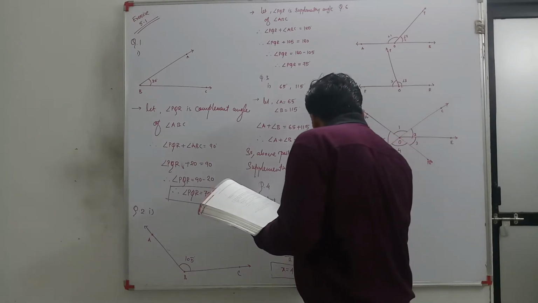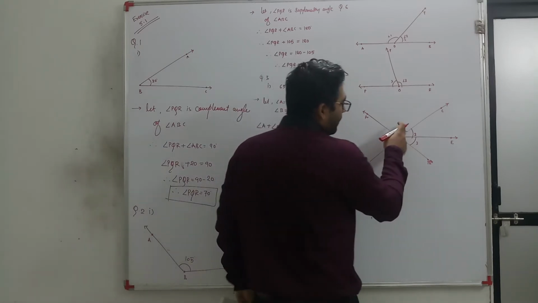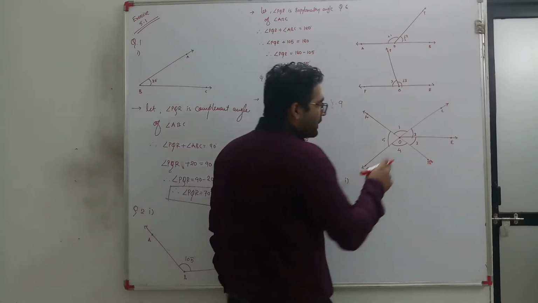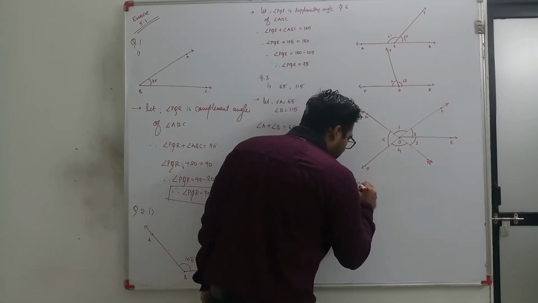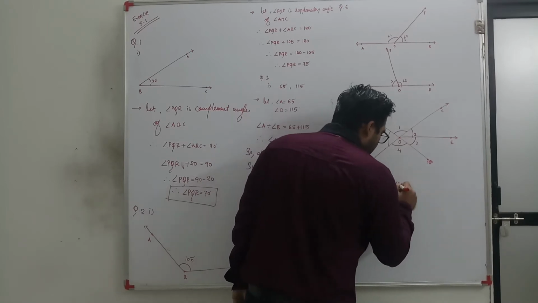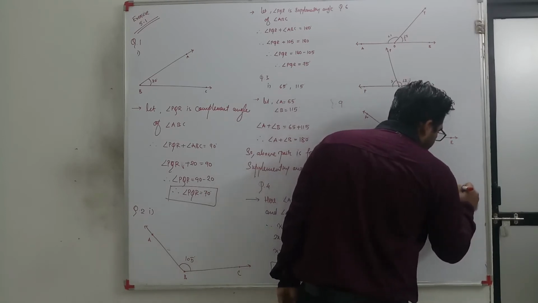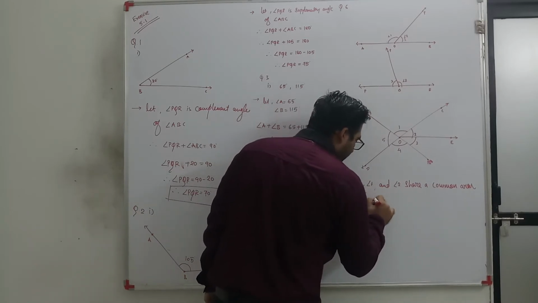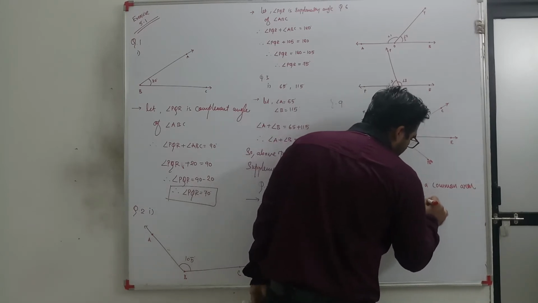First is, is angle 1 adjacent to angle 2? Yes, angle 1 is adjacent to angle 2. Why? Because angle 2 and angle 1 share a common arm OC. So here I am writing like this: yes, angle 1 and angle 2 share a common arm OC, therefore they are adjacent angles.